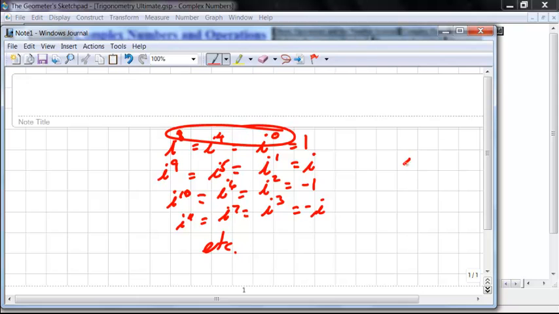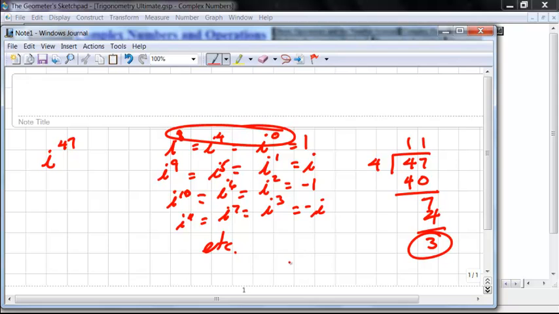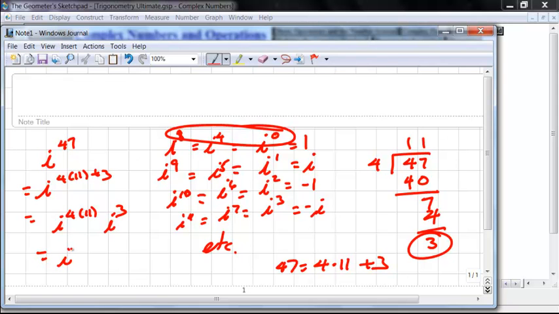So for example, if we have 47 and we want to look at i to the 47th power, divide 47 by 4, and we get a remainder of 3. So this says 47 is 4 times 11 plus 3 more. So I could rewrite this as i to the 4 times 11 plus 3. So I can make this i to the 4 times 11 times i to the third. So this is i to the fourth, to the 11th, times i to the third.